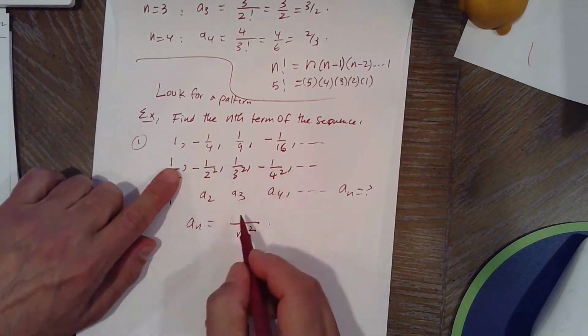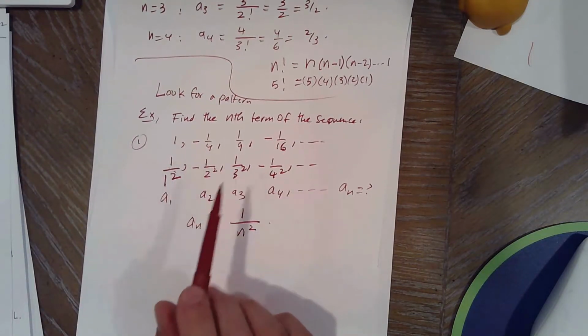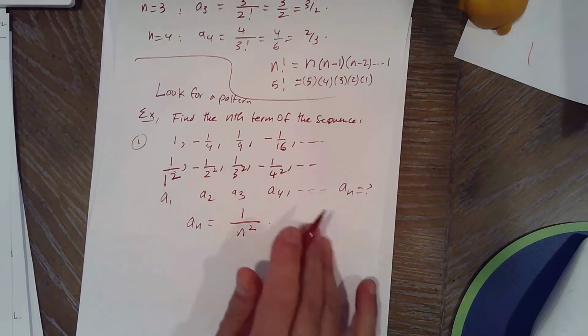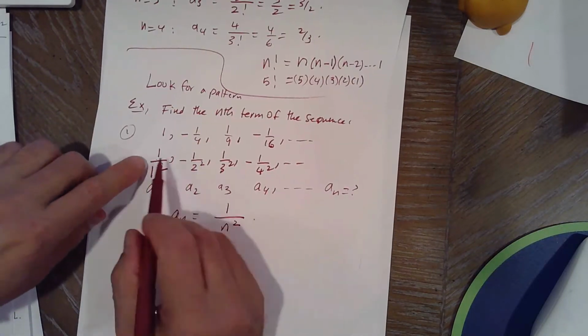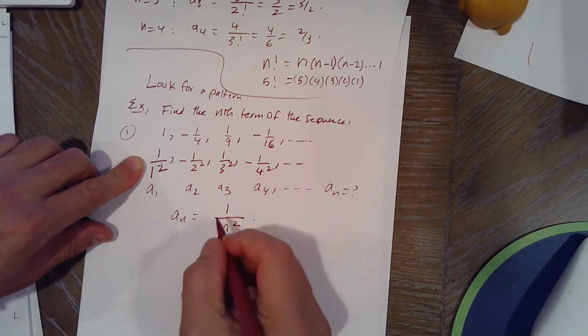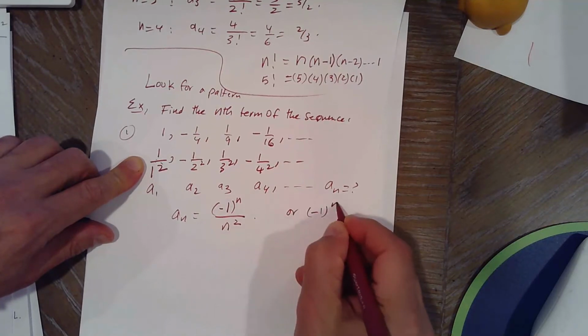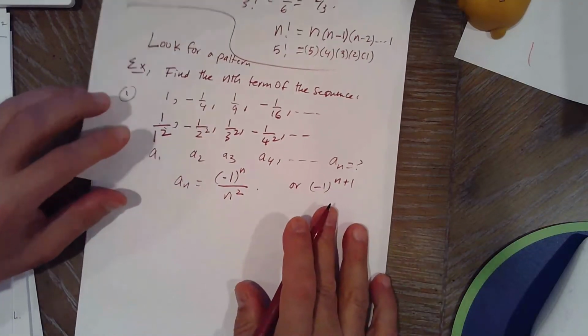And on top, it's going to have 1, right? But it's not always going to be a 1. It's a 1 and negative 1. So when your terms alternate, plus minus, or minus plus, then you're going to have either negative 1 to the n or negative 1 to the n plus 1. You have to test it.